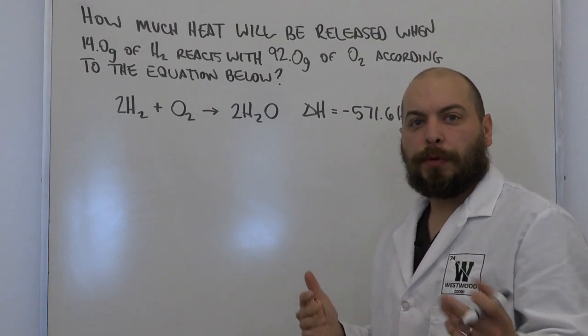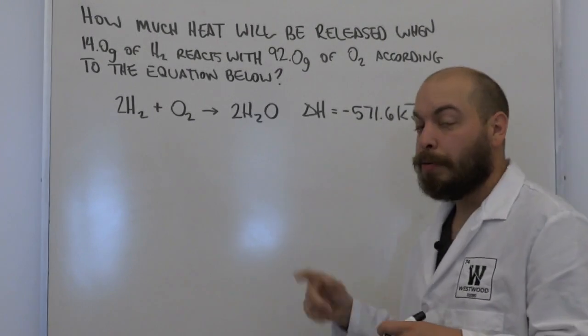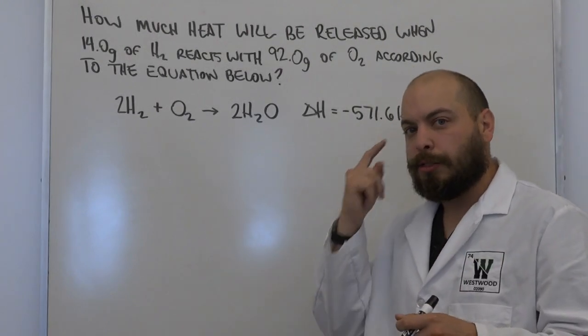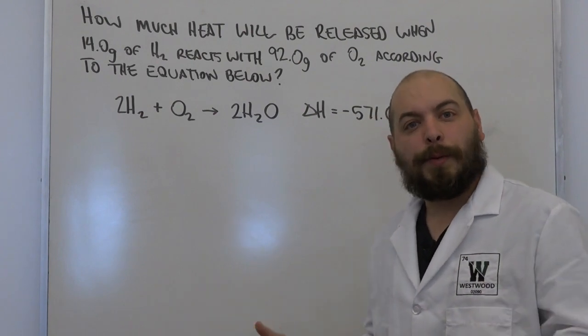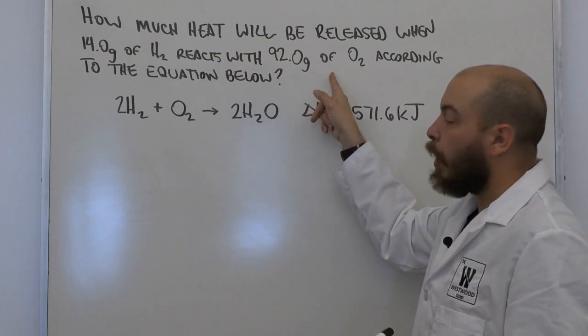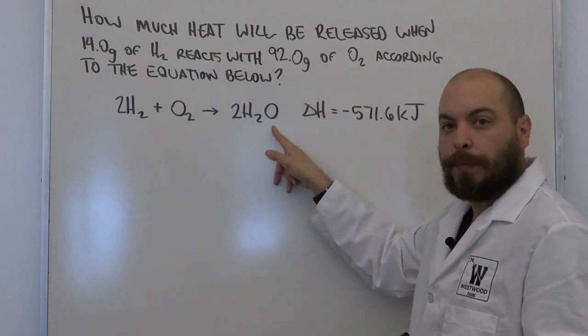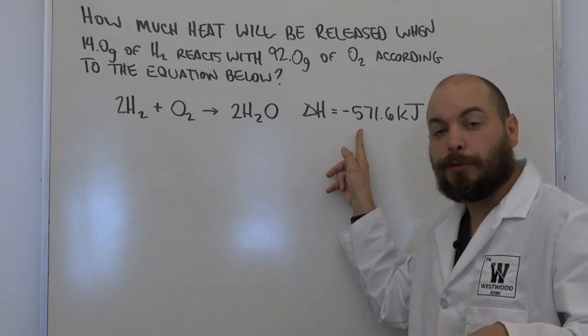Now in the last problem, we were reacting with excess of one of our reactants, but in this case, I'm giving you the amounts of two different reactants. That should set off alarm bells. That means we're dealing with probably a limiting reactant problem. We need to address it as so. In this case, we've got hydrogen reacting with oxygen, and it's going to produce water. And I'm given the delta H of the reaction is negative 571.6 kilojoules.